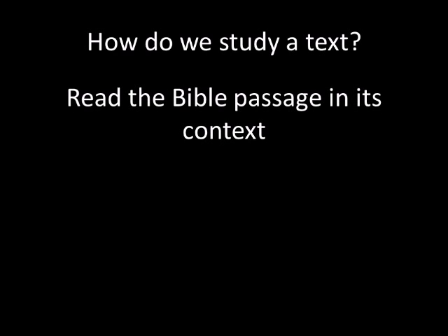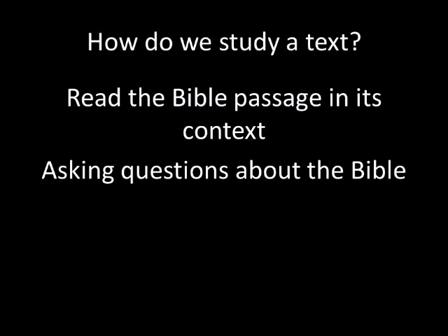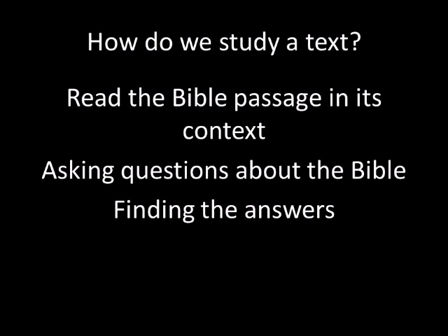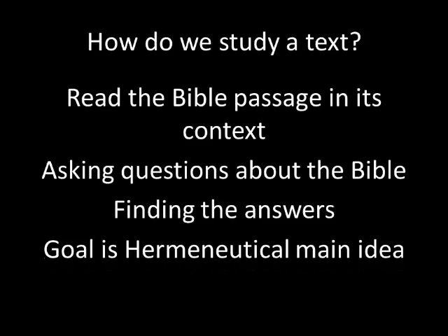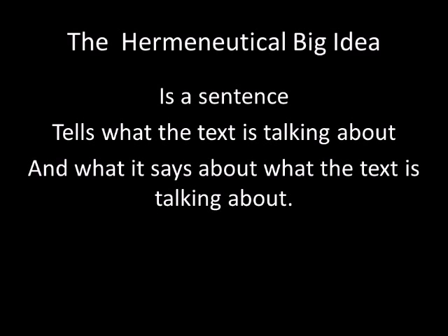Step one is discovering the ancient text. How do we study a text? First of all, we read the Bible passage in its context, preferably in several different translations. Second, we ask questions about the Bible passage and we find the answers. Our goal is to come up with the accurate hermeneutical main idea. In other words, we're going to come up with what the original author intended to say about the passage. Now, the hermeneutical big idea, which we discussed in the other lecture, remember, is a sentence. It tells what the text is talking about and what the text is saying about what it is talking about.